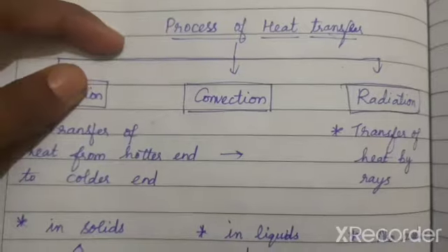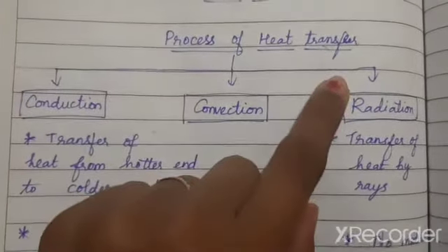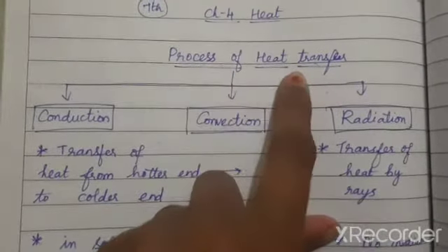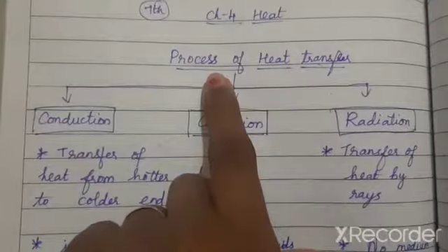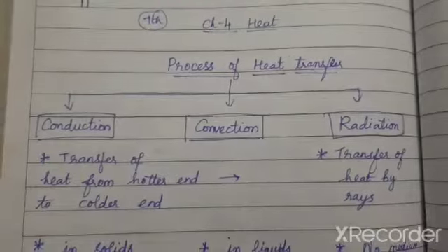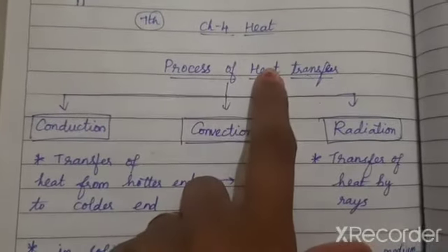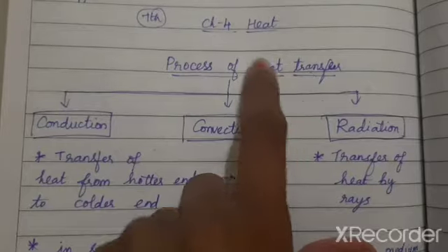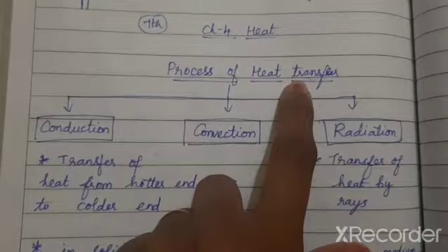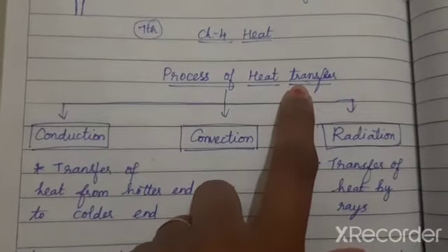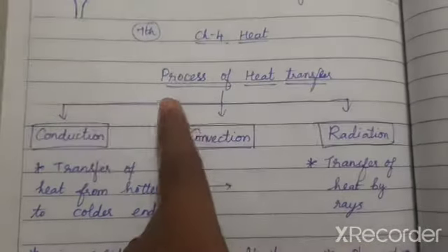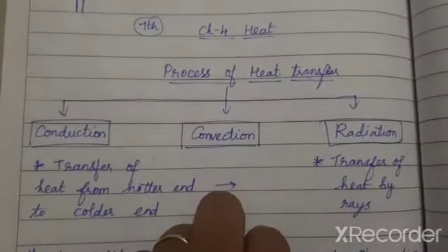So the next one we are going to see is the process of heat transfer. How does the heat get transferred? So read the heading properly: the processes involved in the transfer of heat. The heading tells us that there is heat transfer happening. How does the heat get transferred? Heat always transfers from the hot object to the cold object.